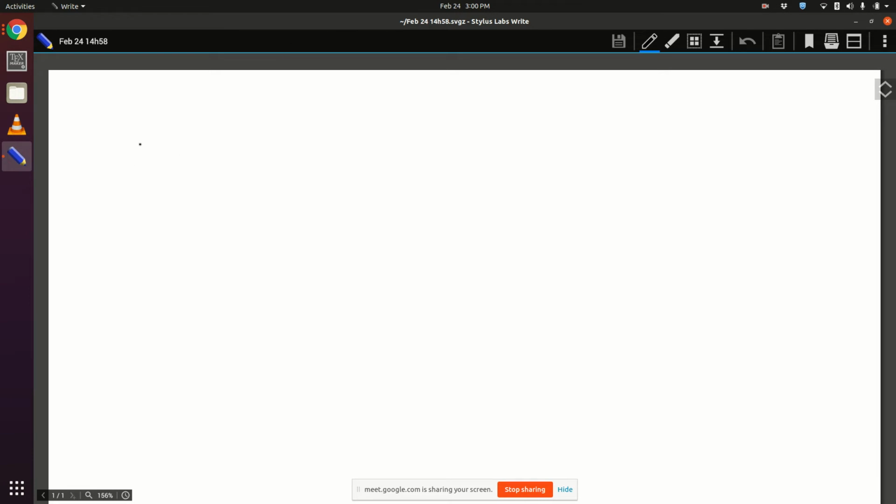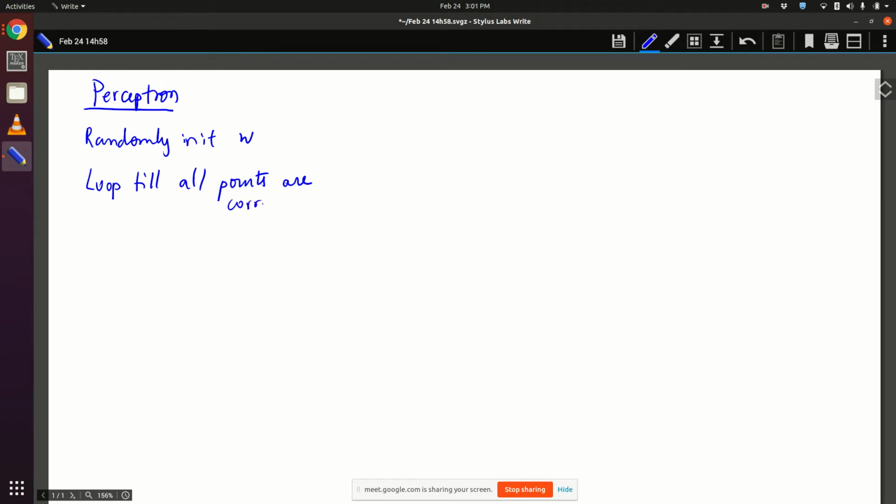So we finished the discussion on perceptron. Very quickly I will just mention that. So perceptron discussions are over. The algorithm is there. You remember the algorithm: you randomly initialize w, and then there is a loop till all points are correctly classified, and then there was a step like w_{k+1} is equal to w_k plus some delta w_k, right? Whatever I called it, I don't remember what I called it, but some delta.